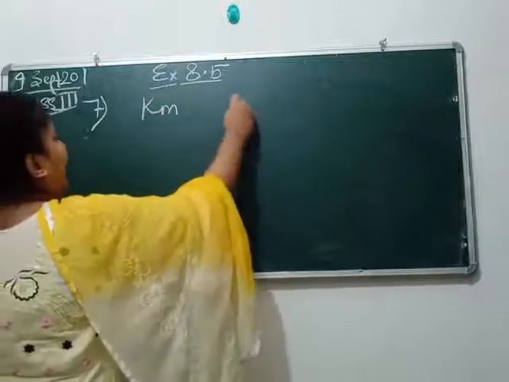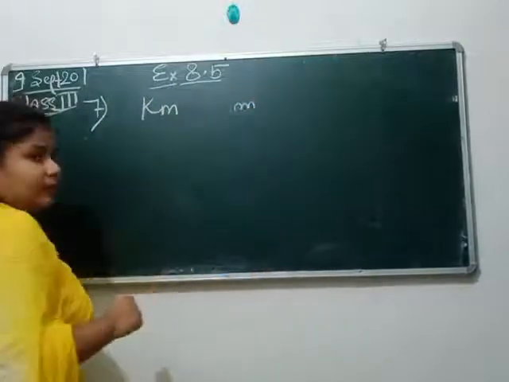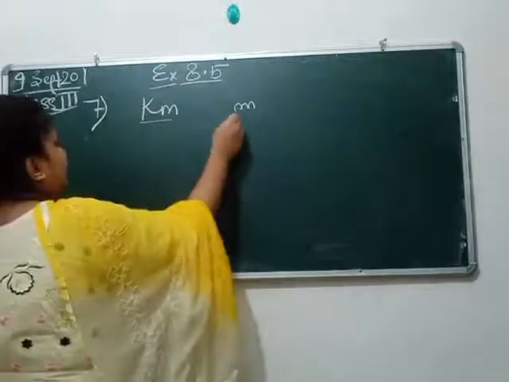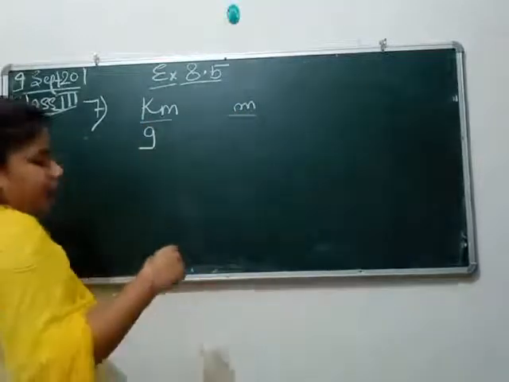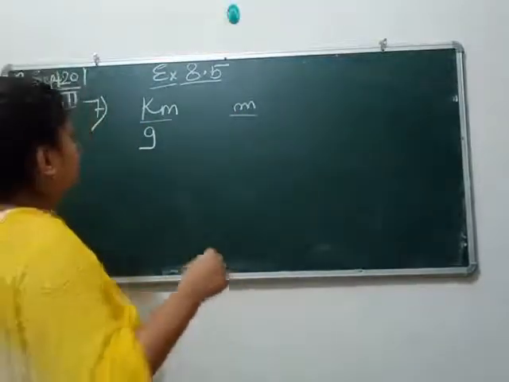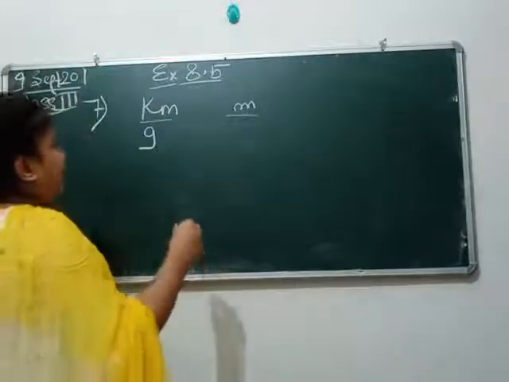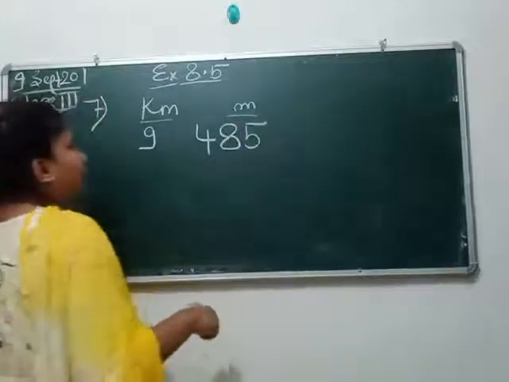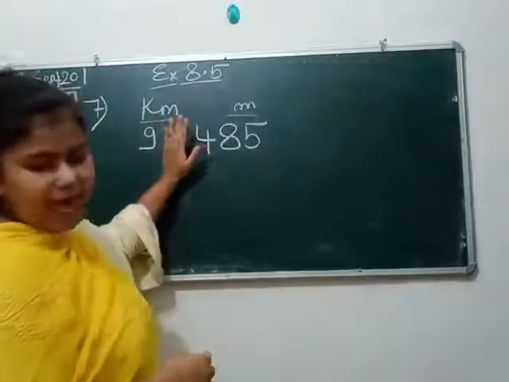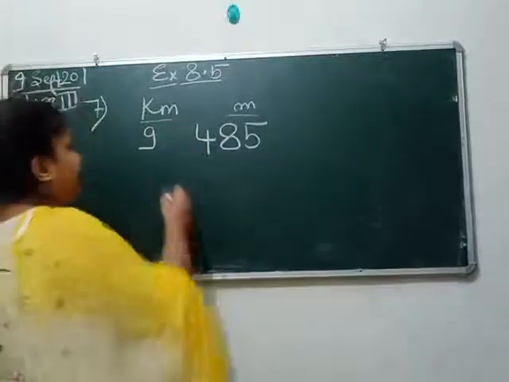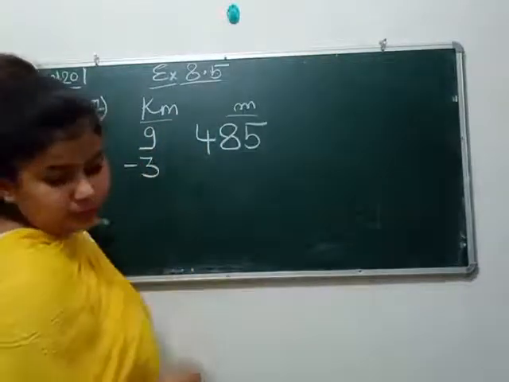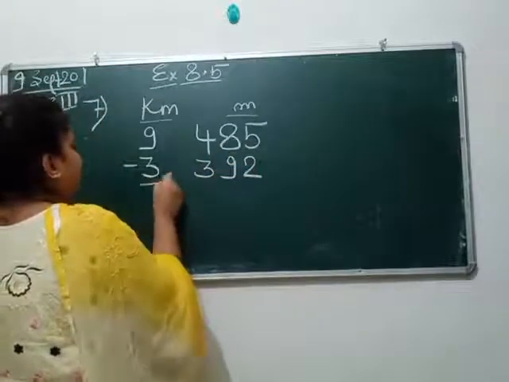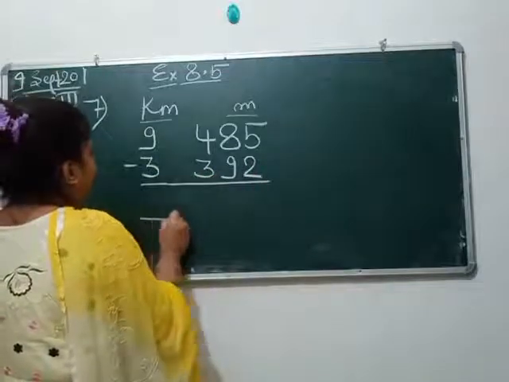First kilometer, and at a distance we will write meter. Now 9 kilometer 485 meter. From this number we have to subtract 3 kilometer 392 meter. Okay, let us do the subtraction here.